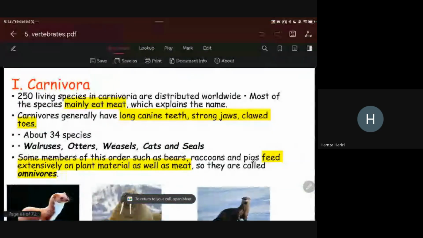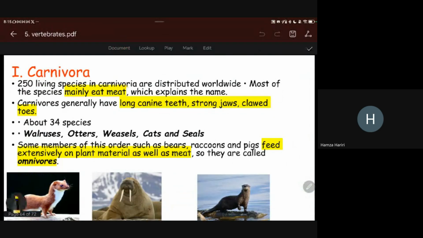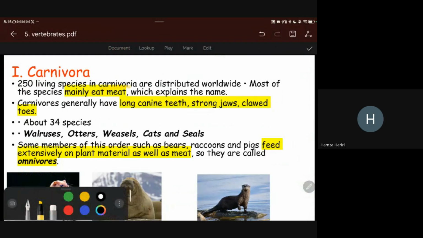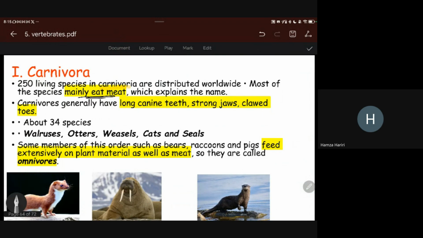Okay, Bismillah. We're going to continue with the Carnivora. We have 250 living species in Carnivora, and they are distributed worldwide. Most of the species mainly eat meat. From their name, Carnivora, they're carnivores, so they mainly eat meat.